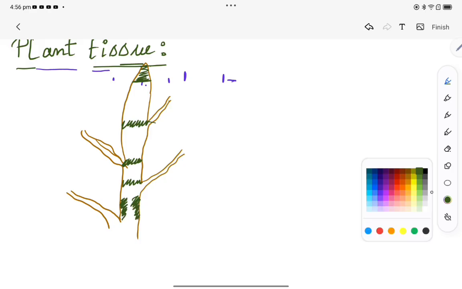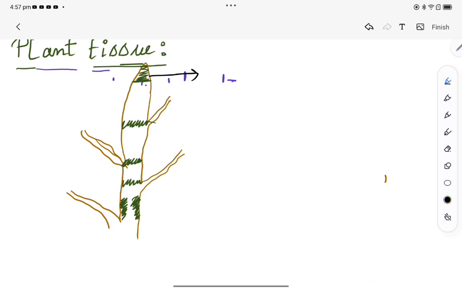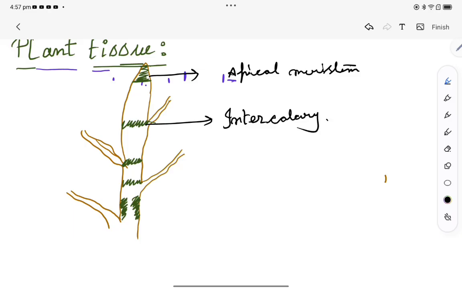So based on position, how can we differentiate, right? Here in the apical portion, the meristem that we find in the apical portion is apical meristem, right? These are intercalary meristem, and this one is lateral meristem.